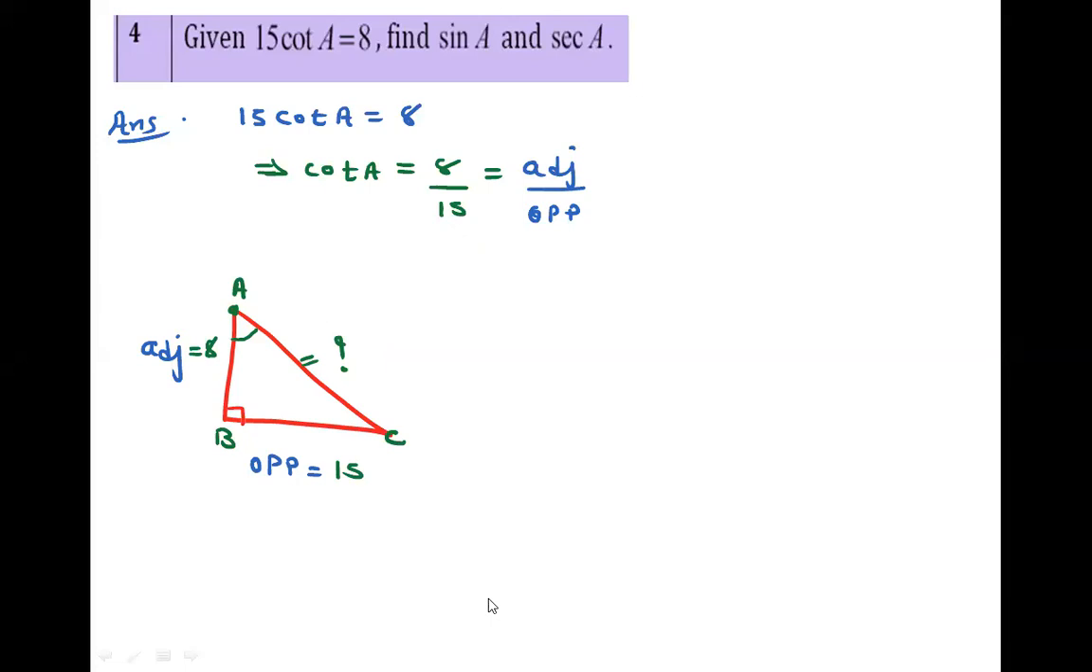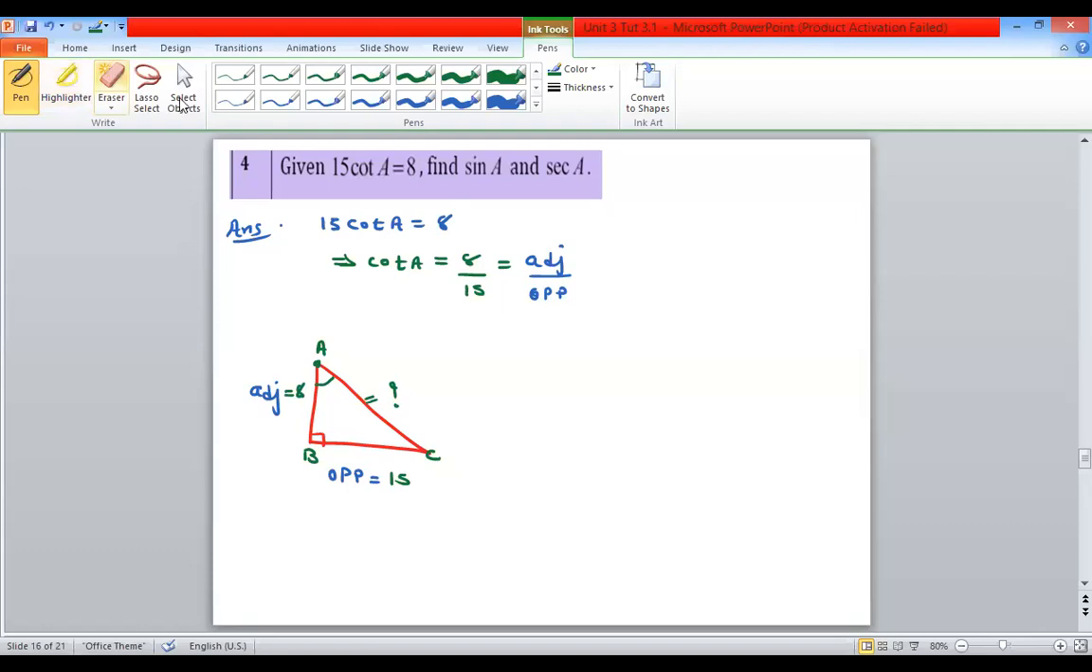So, all the students, please tell me the length of AC. This is your hypotenuse. Okay, Dia, very good. The length of AC is 17 units. Means your hypotenuse is 17. Just directly find the value.